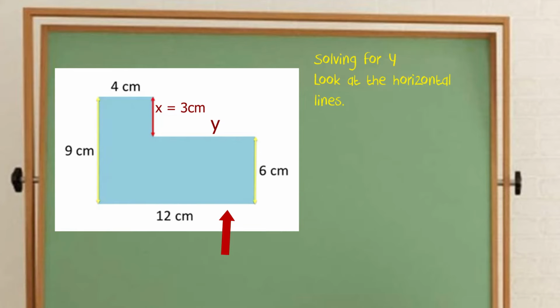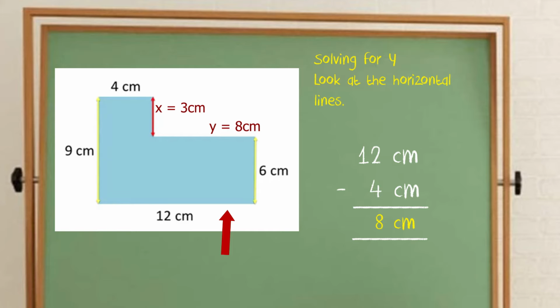However, because of how this shape is situated, 4 centimeter has to be subtracted from 12 centimeter to give us the value for y, because 4 centimeter plus the measurement of y should be equivalent to 12 centimeter, because remember, in a rectangle, the two sides at the top should be the same. Okay, we minus 4 centimeter from 12 centimeter, and that will give us 8 centimeter.